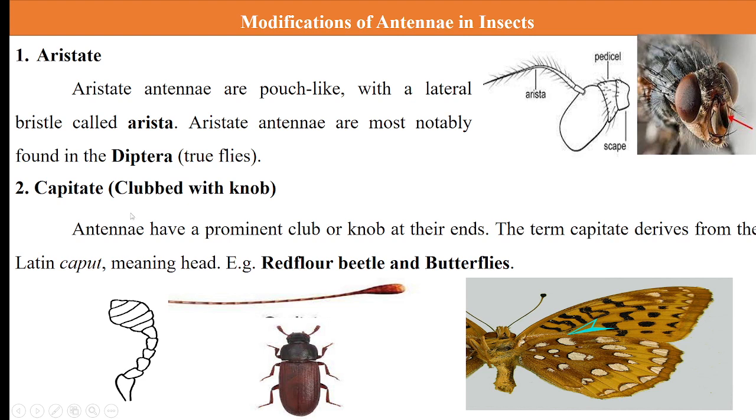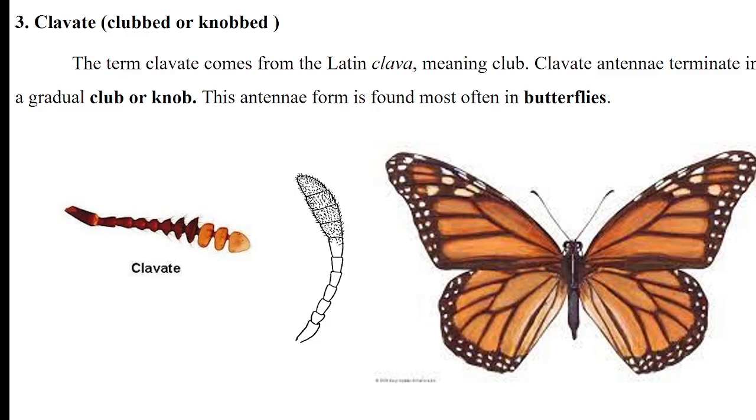Then the capitate type of antenna, also called clubbed or knobbed antenna. You can see the segments from base to apex are equal in size, but the last 3 to 4 or 3 to 5 segments suddenly enlarge to form a knob. You can see here these upper segments enlarge to form a knob. In Hindi, this type of antenna is called Gadakar antenna, like the Gada of Bajrangbali. This type of antenna is present in red flower beetles and some butterflies.